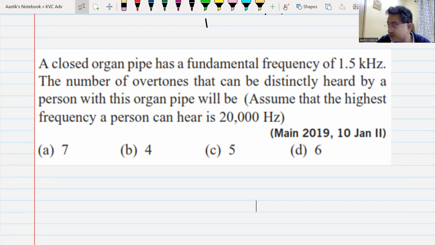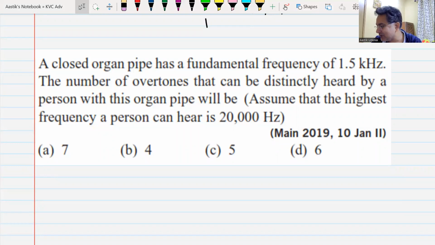A closed organ pipe has a fundamental frequency of 1.5 kilohertz, my dear friends. The number of overtones that can be distinctly heard by a person with this organ pipe will be? Same question put in a different way. Let's see if we have anything that can help you in solving this question. You shall have 2 minutes to give me the answer.